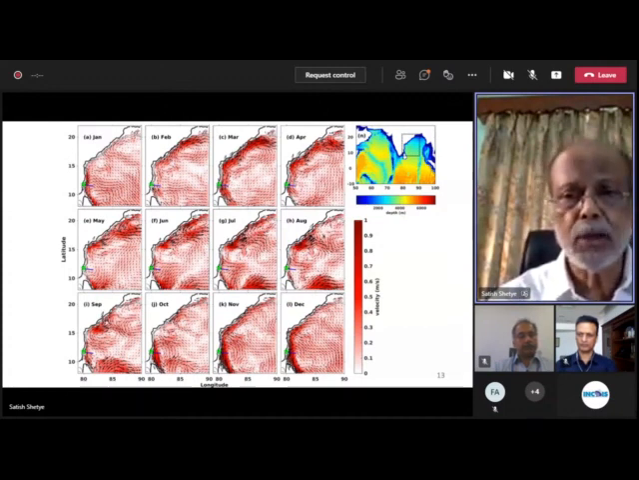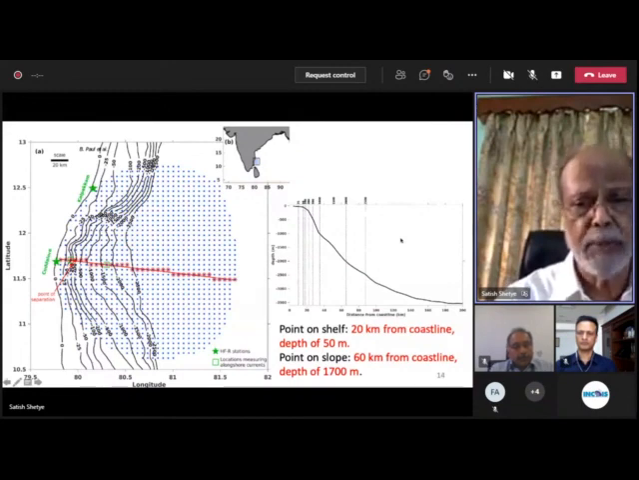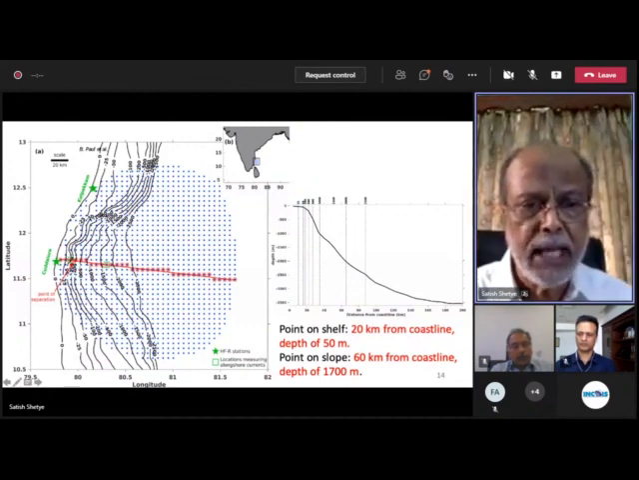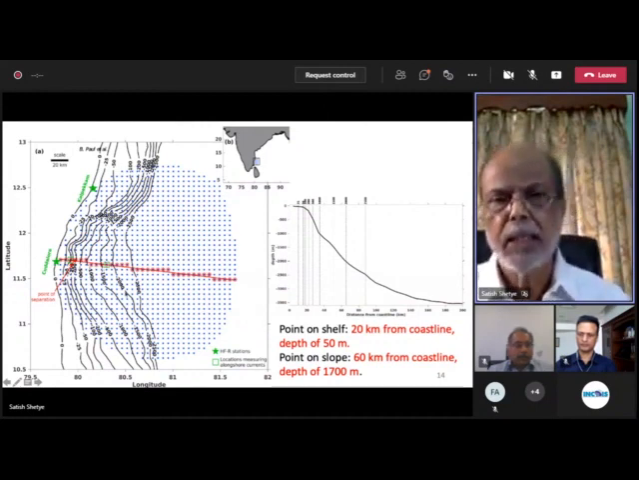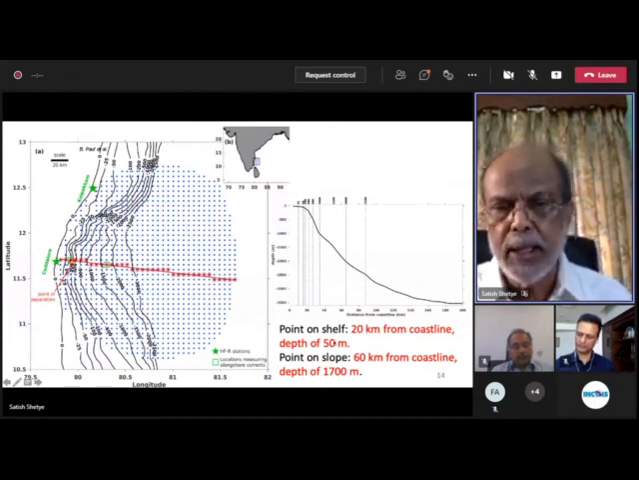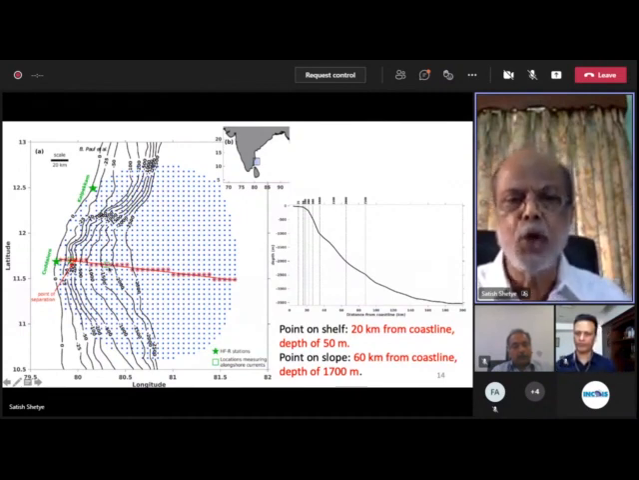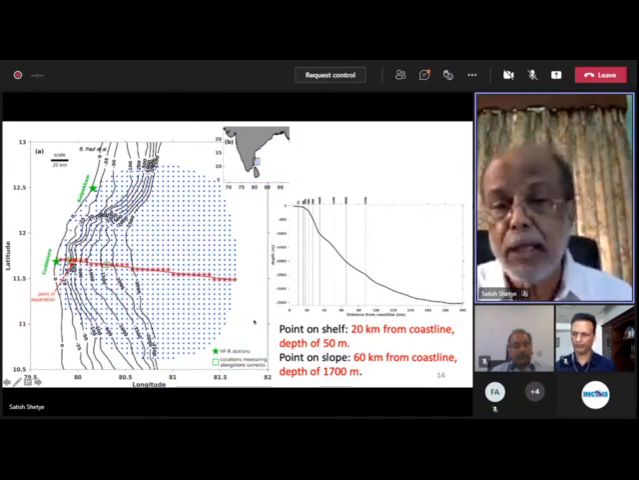What happens on the shelf at this time? That is what we will be doing, by first comparing the data at 50 meter depth with the data at approximately 1700 meter depth using this data set. The shallow area, what we call the shelf current, is located 20 kilometers from the coastline and has a depth of 50 meters, whereas the deeper area, what we call the slope current, is located 60 kilometers from the coastline and in a depth of about 1700 meters.